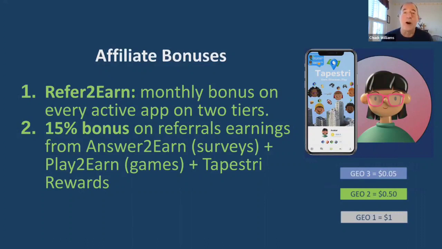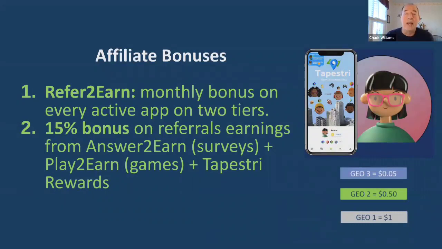The benefits are enormous. Now, the second one here is you get a 15% bonus on referrals from the different ways we now help customers make money. So if you have customers on your first and second tier, they're taking advantage of the surveys. We call it answer to earn, or the games. We call it play to earn, or Tapestry rewards. You can earn a commission, 15% referral. And again, this is not just on your first tier, the people you personally invited, but it's also on your second tier.